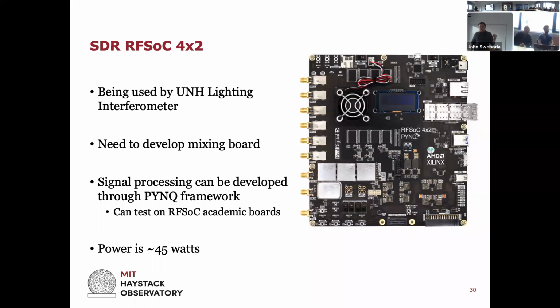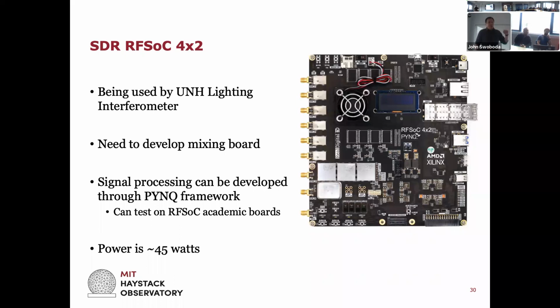But it has a huge sampling bandwidth, I think it's like 5 gigasamples per second. I think it's like 9 gigasamples. 9, okay, so you're able to put up a lot. We do need to develop a mixing board, but we do have something we can base this off of. And then your signal processing can be done through the PIN framework.